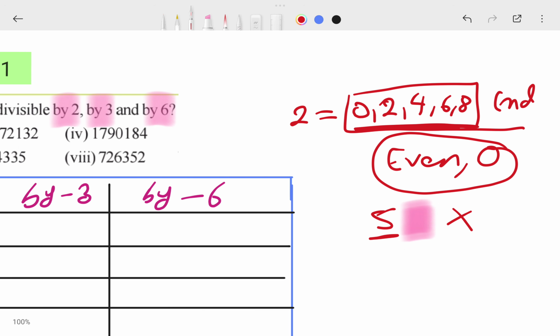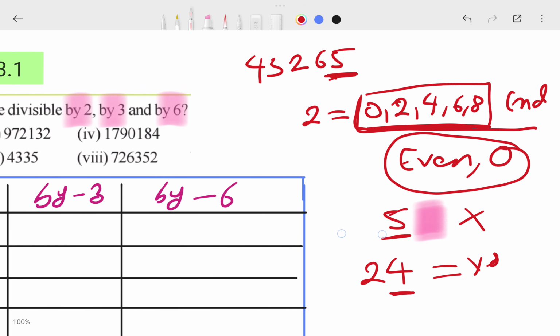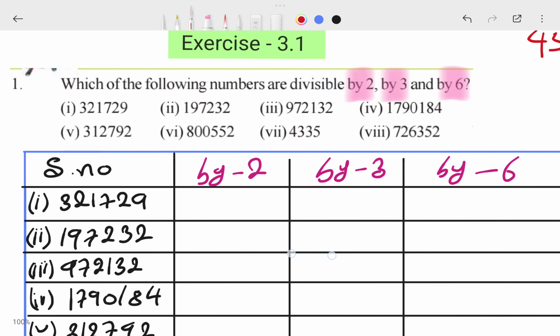Let's talk about 24. The last digit of this number is 4. Yes, it is divisible by 2. Now here I am giving you 2, 3, 2, 6 and 5. Is it divisible by 2? No. The last digit is 5, and we only have to see that the last digit is 0, 2, 4, 6 or 8.